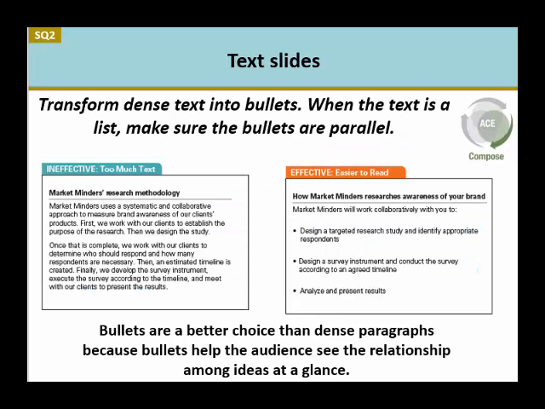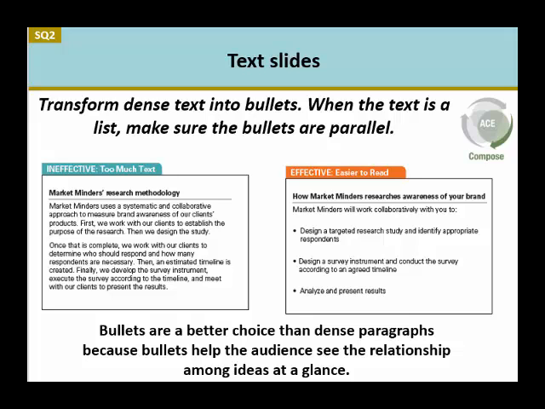Text slides. The bullet point layout is the default layout for new slides in most presentation software, including PowerPoint. As Figure 11.14 in the text will illustrate, bullets are clearly a better choice than dense paragraphs of text because bullets can help the audience see the relationship among ideas at a glance. Bullets work best for lists. To make the bullets easy to read, be sure they are both logically and grammatically parallel. In other words, all the items should begin with the same part of speech and be phrased in the same way. Figure 11.14 illustrates a before and after version of a slide that has been revised for parallelism.